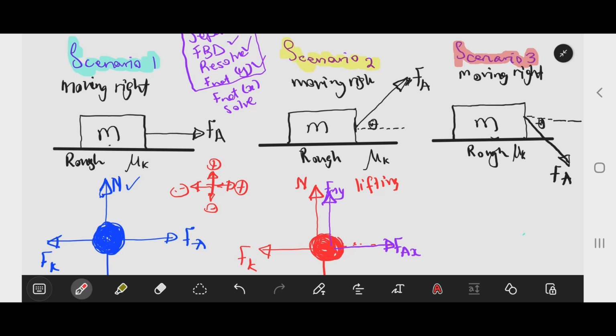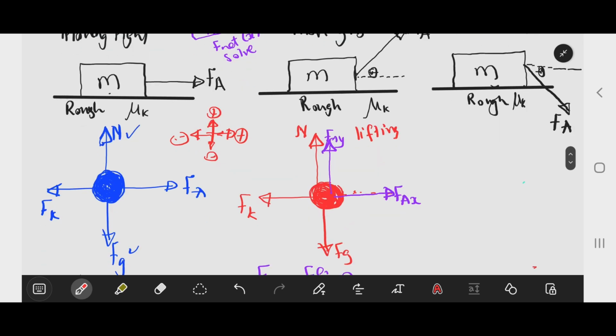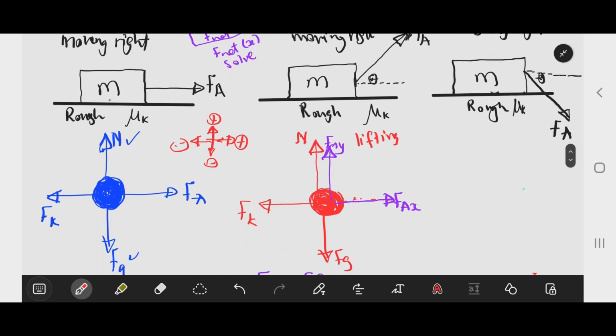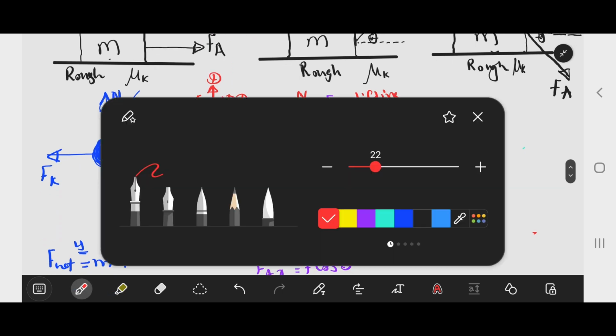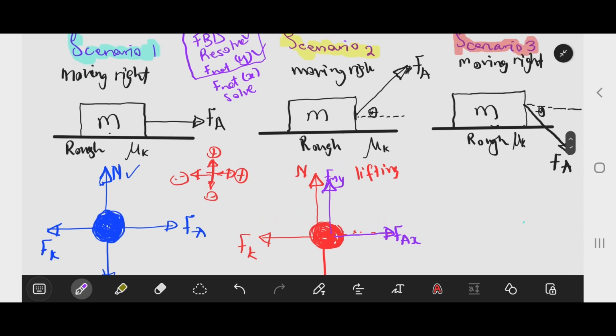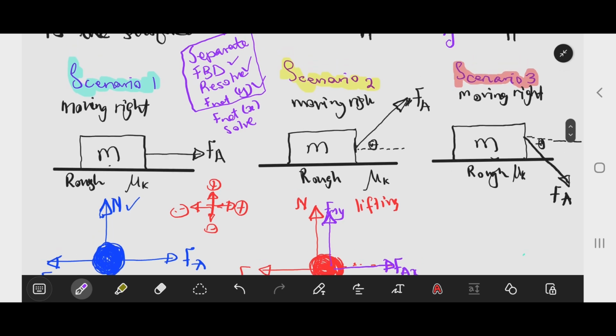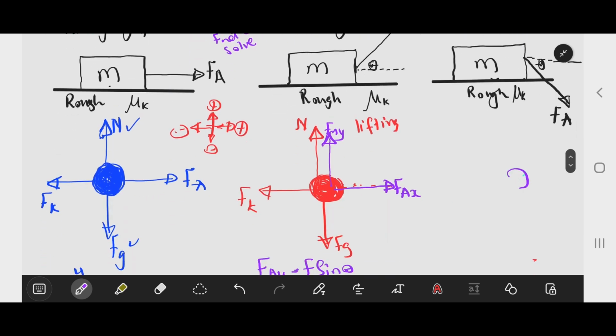Okay, so let us look at scenario number 3 and calculate the normal force. Step number 1 is separate. There is no need to separate because there is only one object. Step number 2, you draw your free body diagram, so let us draw the free body diagram here.